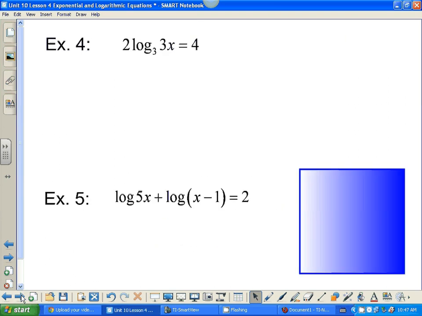All right, let's look at example 4. I have 2 log base 3 of 3x equals 4. And remember, when I have logs, I can use the one-to-one strategy or I can exponentiate. This is not a candidate for one-to-one because I don't have a log on both sides. But before I do anything, I have 2 log base 3 of 3x. You have a couple choices here. You could rewrite this as a power, or you can feel free to just divide both sides by 2.